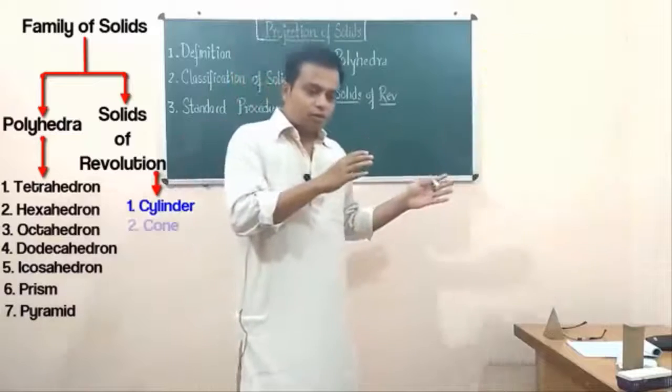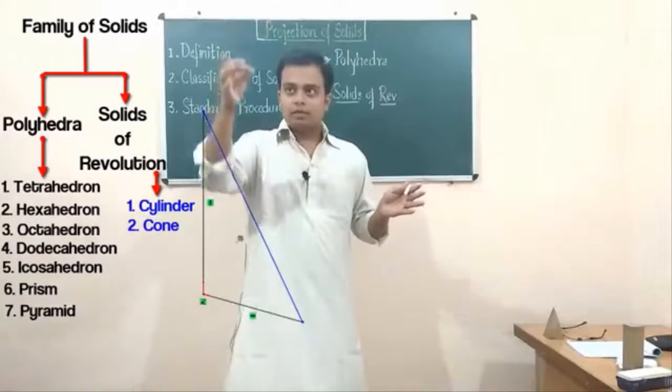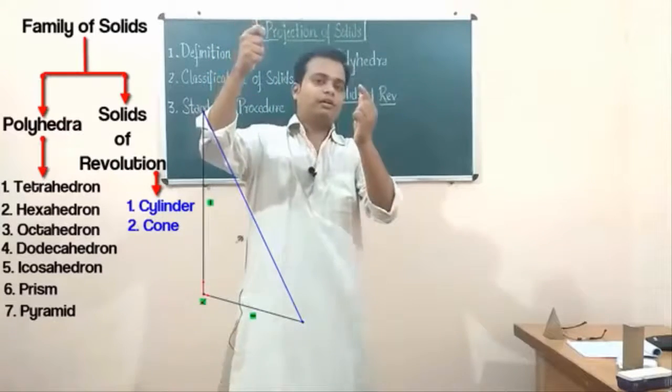Now the second solid of revolution is a cone. So you have a right angle triangle. You fix this perpendicular, and then let the remaining stuff rotate.